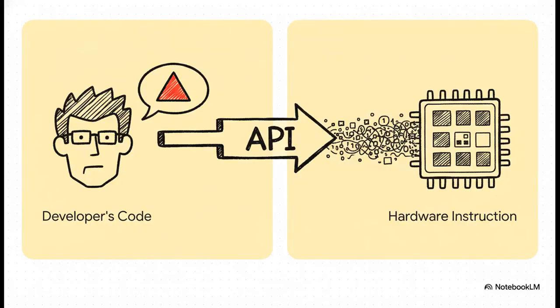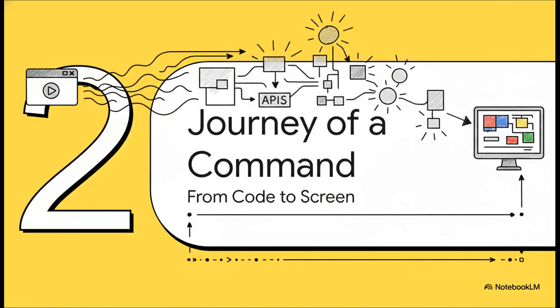A developer can write a super simple, human-readable command like, hey, draw a red triangle right here. The API then grabs that simple instruction and translates it into the incredibly complex, super-specific machine language that the physical hardware actually understands. It's the difference between just ordering a coffee and having to explain the physics of steam pressure to the barista just to get your latte. One is way easier.